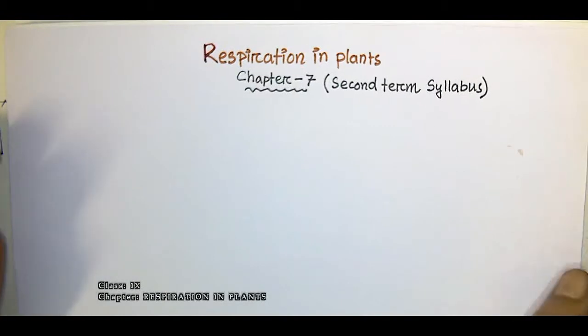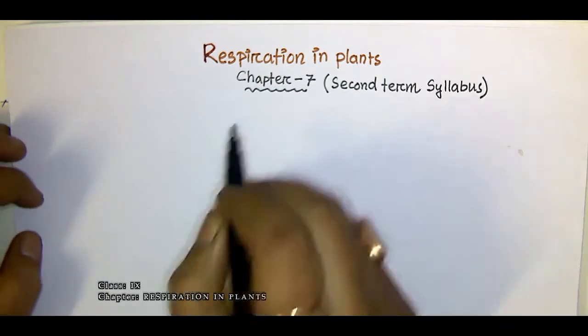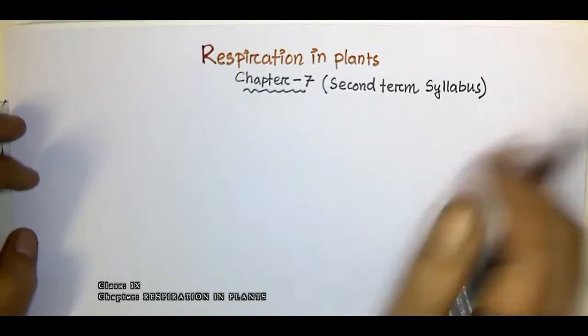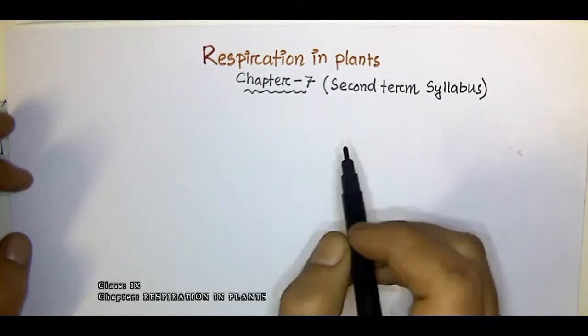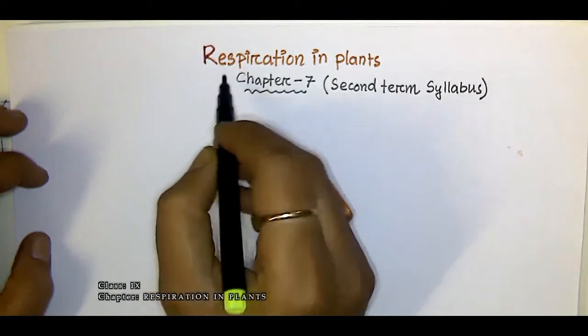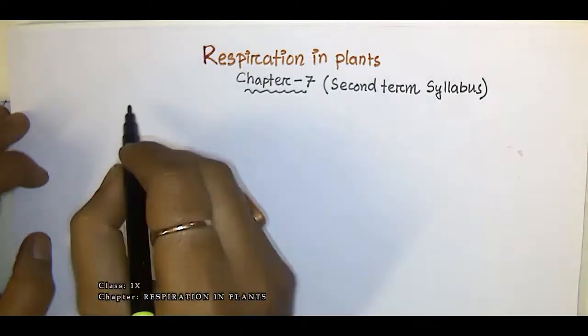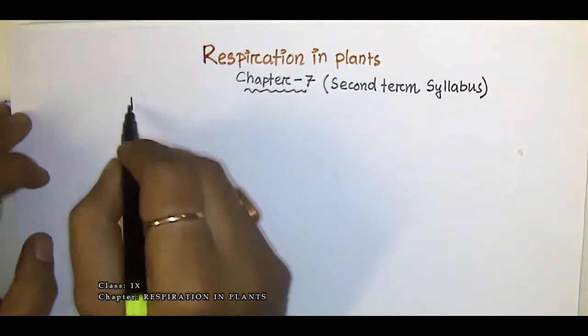We are going to start with chapter 7, Respiration in Plants, the first chapter from your second term syllabus. Now to begin this chapter, we need to know what exactly respiration is. So let's define what is respiration.